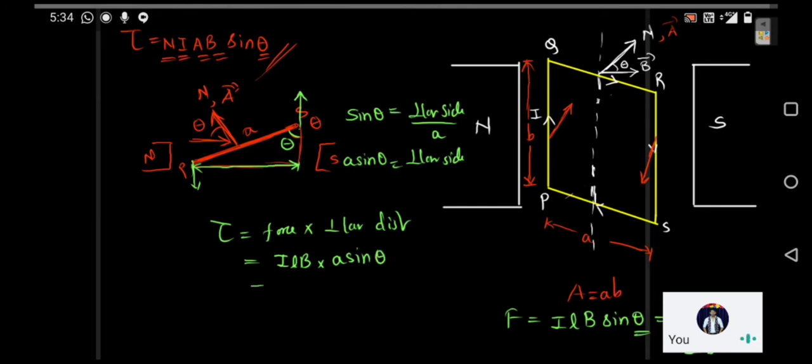So this one will become I into B into L, and this L is nothing but B, into A sine of theta. So this one is A into B, and A into B is nothing but the area of the coil. So IAB sine of theta is going to be the torque acting on the coil. If there are N number of turns for the coil, it will become NIAB sine of theta. This is going to be your final result for the torque.